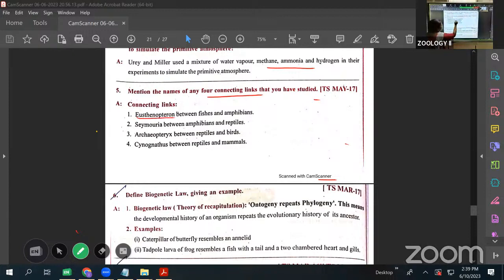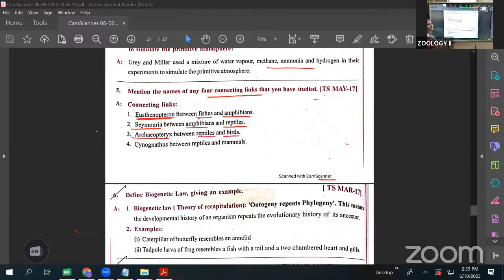Eusthenopteron is between the fishes and amphibians. That is a connecting link between the fishes and amphibians that we call Eusthenopteron. Next is Seymouria. Seymouria is between the amphibians and reptiles. Between the amphibians and reptiles, the connecting link that we call Seymouria. Next, the Archaeopteryx. This Archaeopteryx is present between the reptiles and birds.